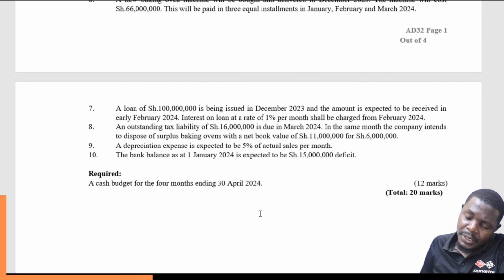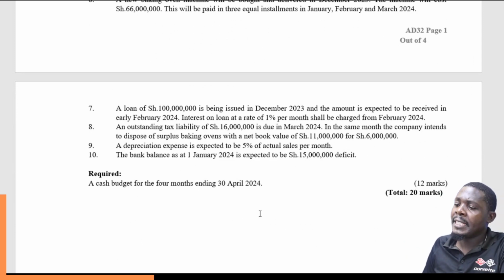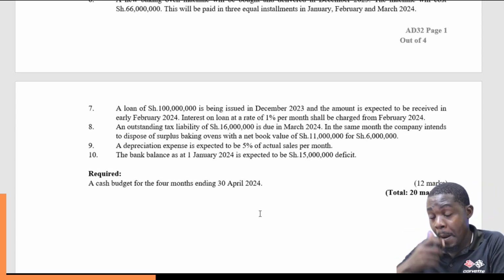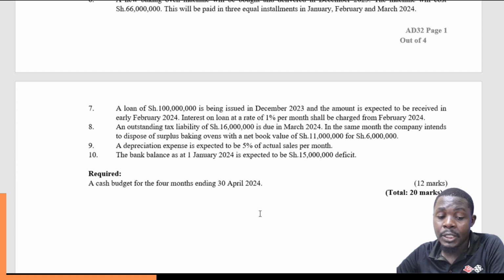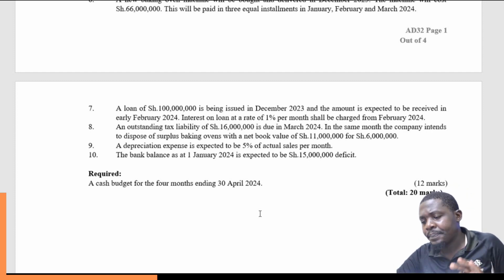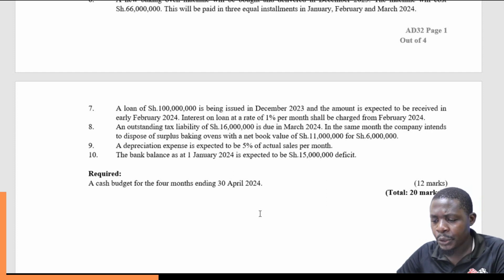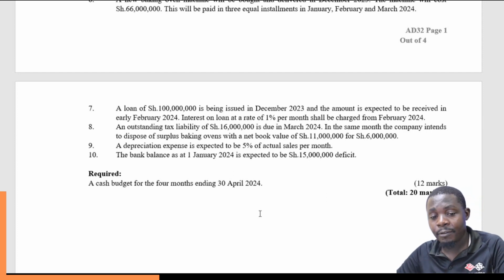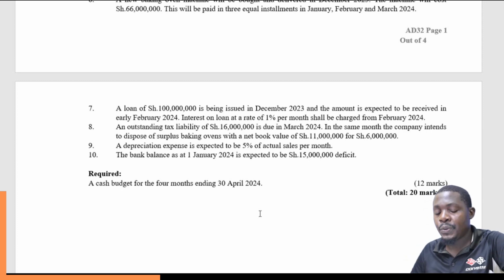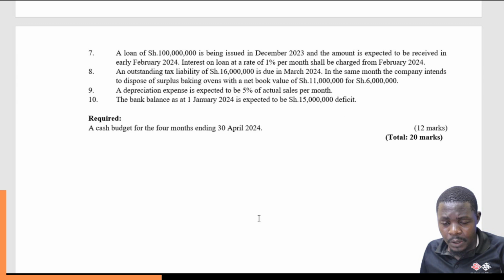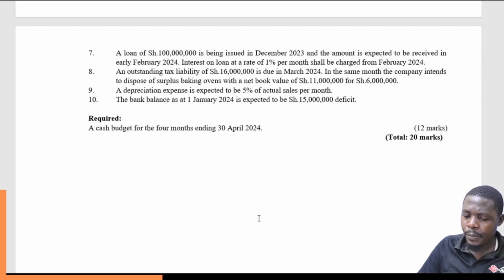We are required to prepare a cash budget for 4 months ending April, meaning we are meant to prepare a cash budget for January, February, March, and April. Because the question is long, I'm not going to be scrolling back and forth. I'm just going to use this particular hard copy to compute. Now, we need to start adjusting the sales proceeds.